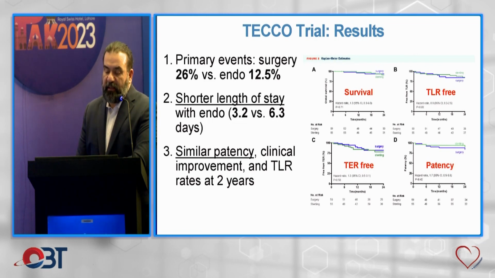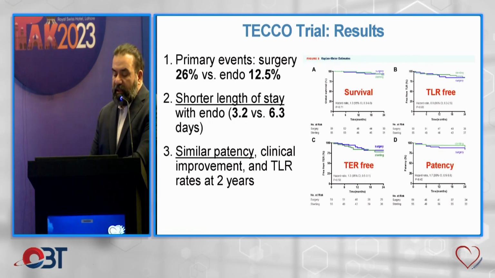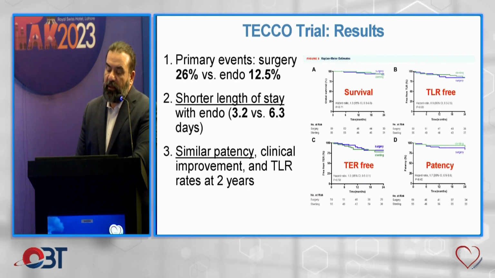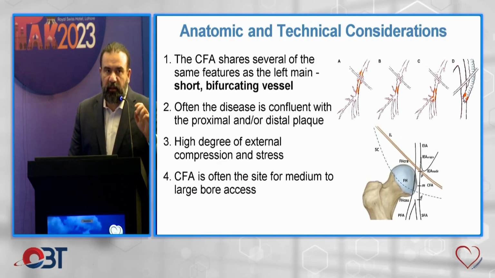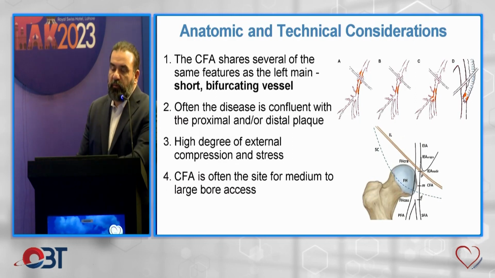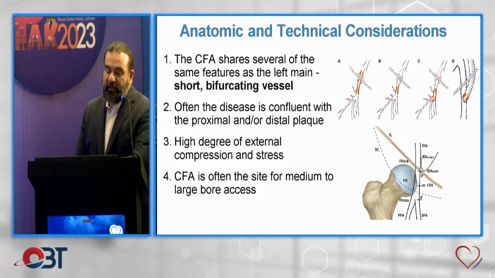And it's similar patency. So you can see on the charts to the side that over 2 years, survival, target lesion revascularization, target extremity revascularization, and patency were all quite similar. So this makes the argument that percutaneous is a good approach and perhaps should be used more widely for CFA disease. Now, here's some anatomic and technical considerations.